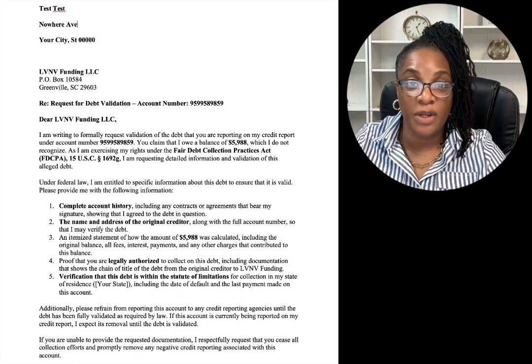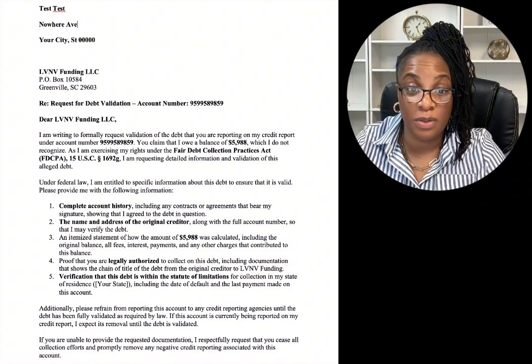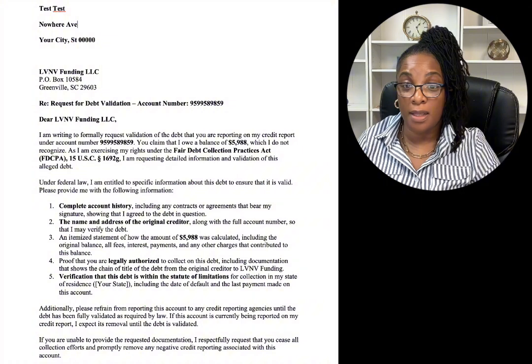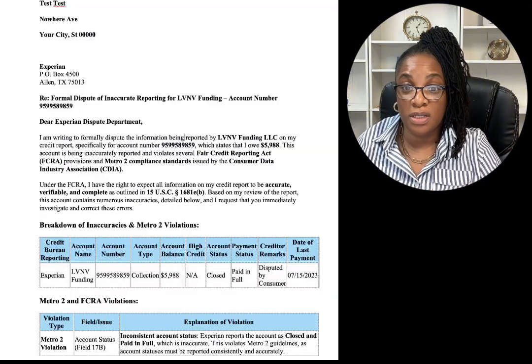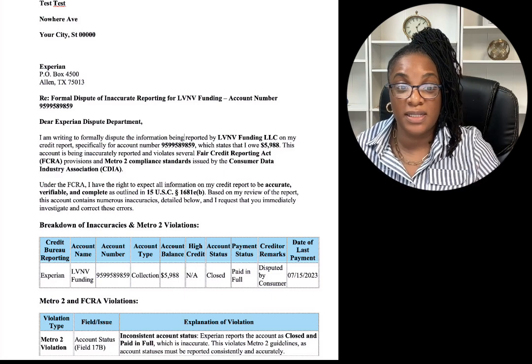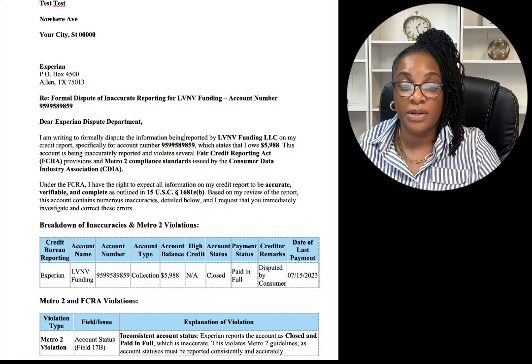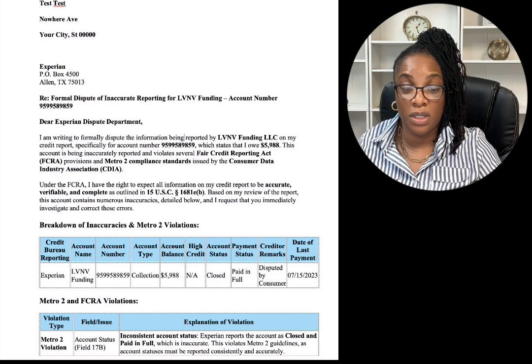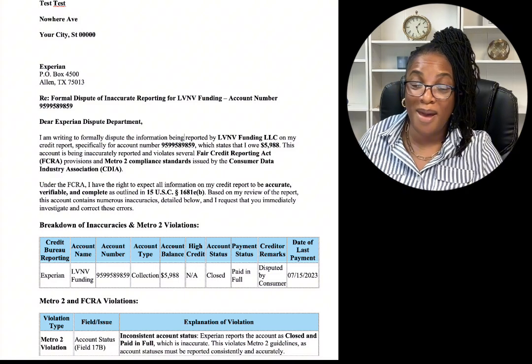Okay, and now here is a second way of disputing your collections. Now, in this letter, I'm calling out discrepancies. And what I'm using is Metro 2 compliance, as well as Fair Credit Reporting Act law. So you're going to see a lot of that in this letter. And as you can see, I like to do my tables and colors and stuff like that, because I want you to see exactly what I'm talking about.